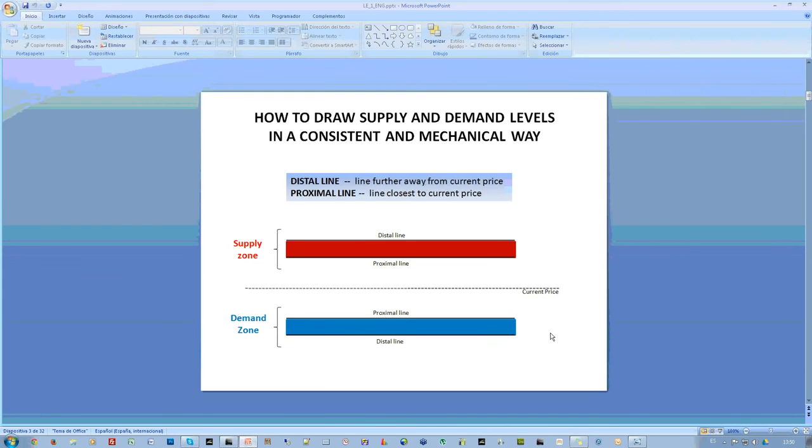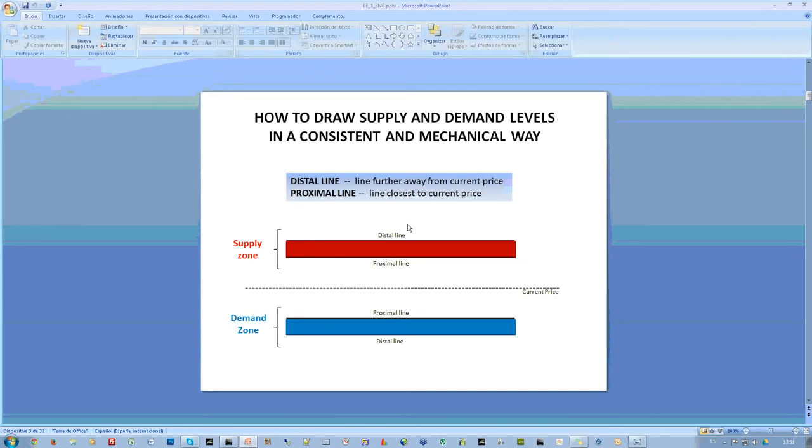In this video, I'm going to show you how to draw supply and demand levels in a very consistent and mechanical way, which is essential for our way of thinking, like a robot. You have to trade like a robot, do always the same thing in order to achieve the same results over and over and over.